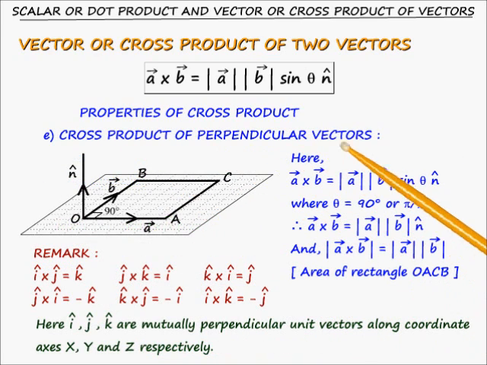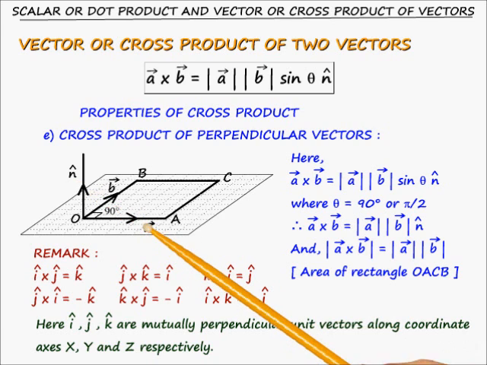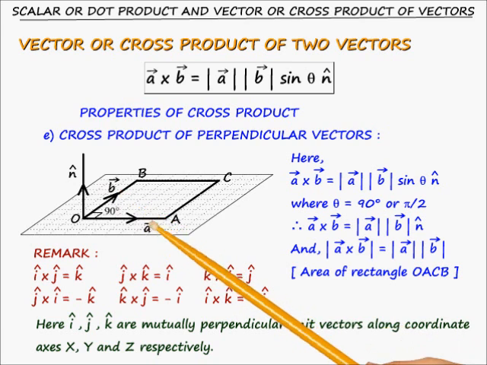Cross product of perpendicular vectors. The magnitude of the cross product of vectors is the area of the rectangle formed by the perpendicular vectors, and the direction of the cross product is the direction of a unit vector n, which is perpendicular to both vector a and b, such that a, b and n form a right-handed system.